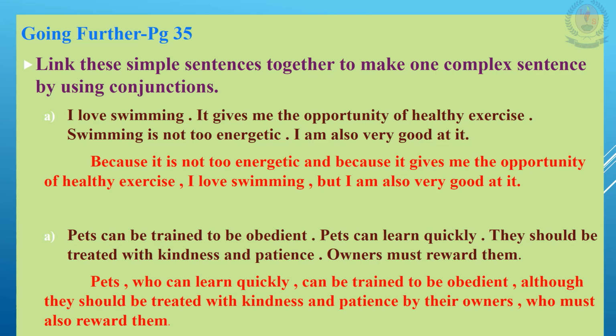Second one: pets can be trained to be obedient. Pets can learn quickly. They should be treated with kindness and patience. Owners must reward them. Again, they have given you 4 simple sentences here. So using conjunctions, let's make this one complex sentence. Pets who can learn quickly can be trained to be obedient, although they should be treated with kindness and patience by their owners, who must also reward them.